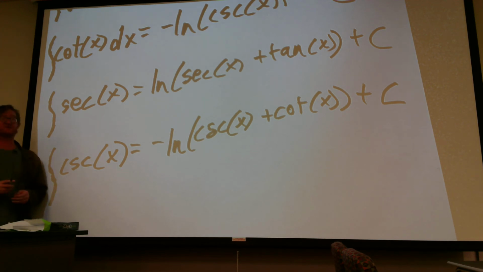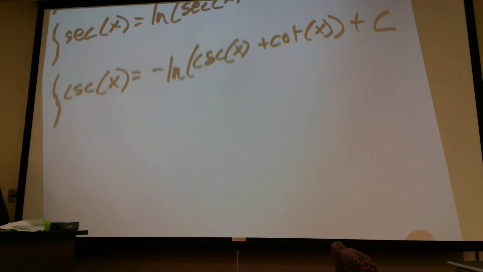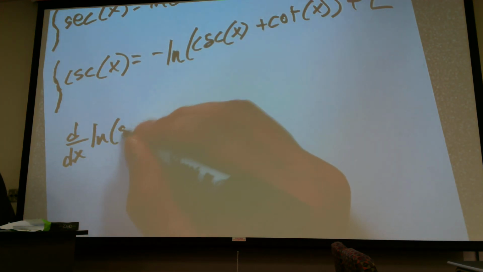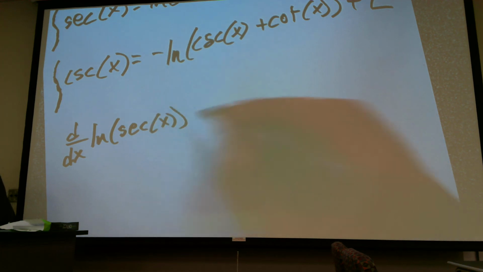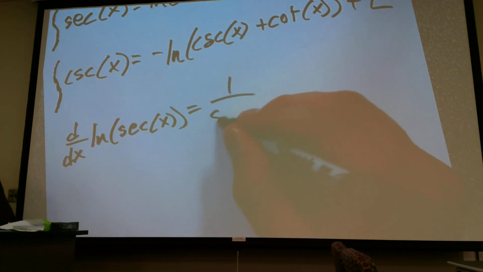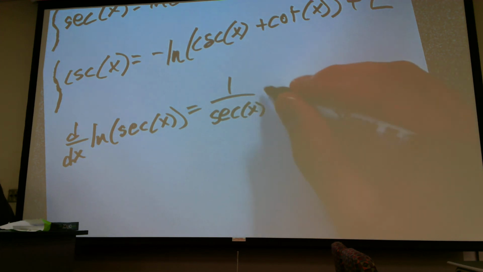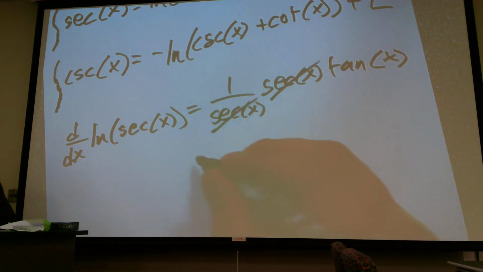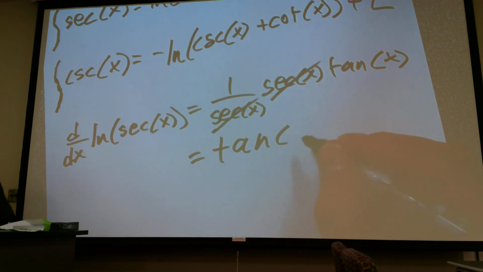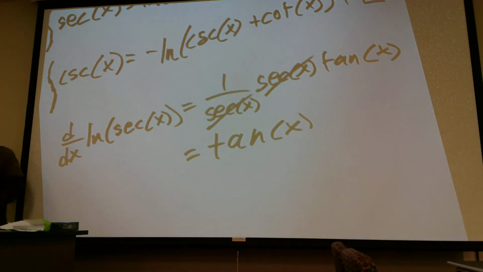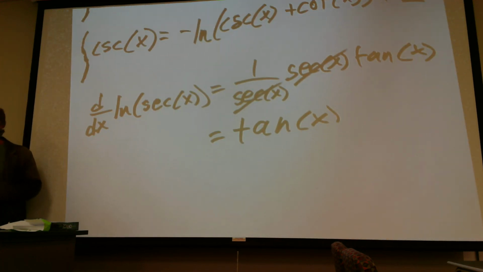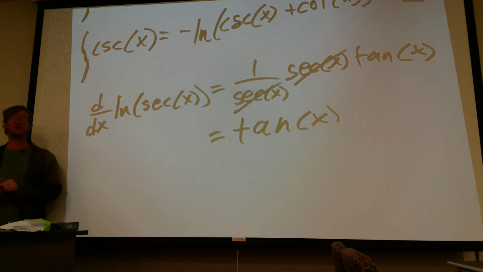Okay, and I guess I can give a justification. Think about if we had the derivative with respect to x of the natural log of secant of x. This would be 1 divided by secant of x, times the derivative of secant, which is secant of x tangent of x. Okay, the secants cancel each other out, and that just becomes tangent of x. And when we get to u substitution after this exam, we'll justify this even further by evaluating the integral using u substitution.